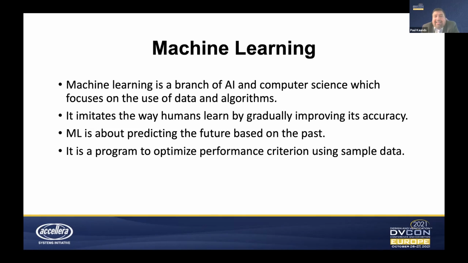ML is about predicting the future based on the past. It trains itself. It understands how this works based on the algorithms, and then it predicts the future based on the past. It's a program to optimize performance criteria using sample data.